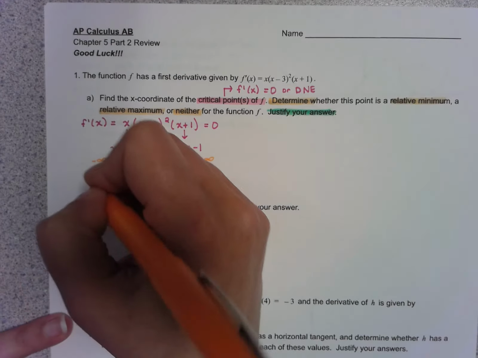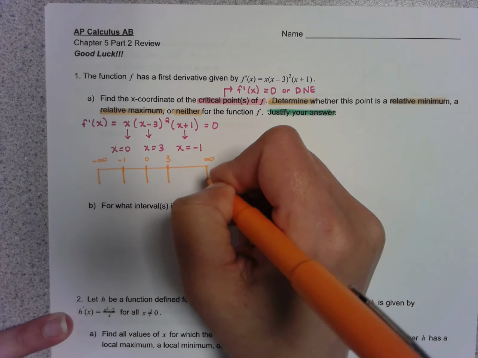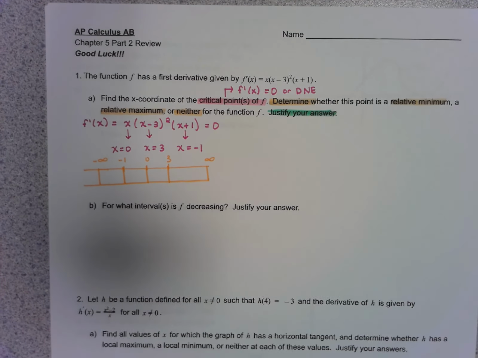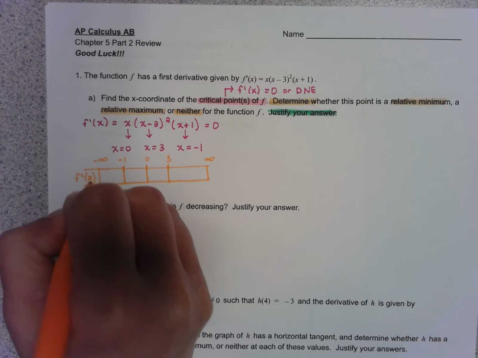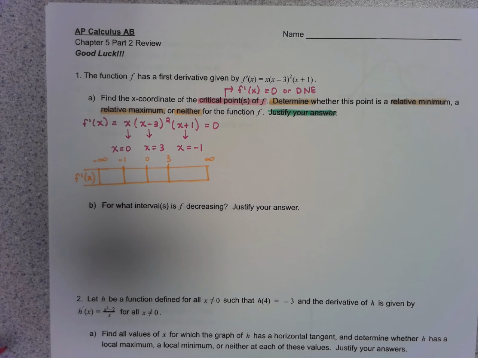Now we need to imagine looking at this number line in chunks. So each of these numbers becomes a section of the number line. What I'm going to do is look at the sign of f prime for each of those sections. When I say sign, it means I don't really care about what the number actually is. I just care about whether it's positive or negative. So I'm going to choose a random number between -1 and negative infinity.